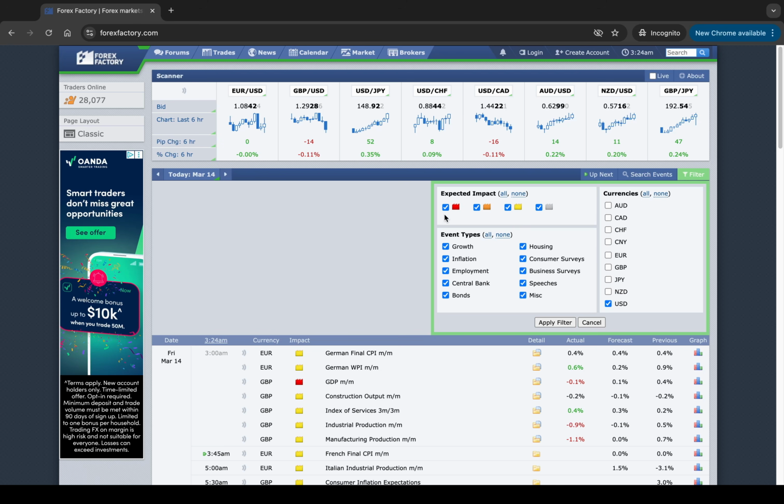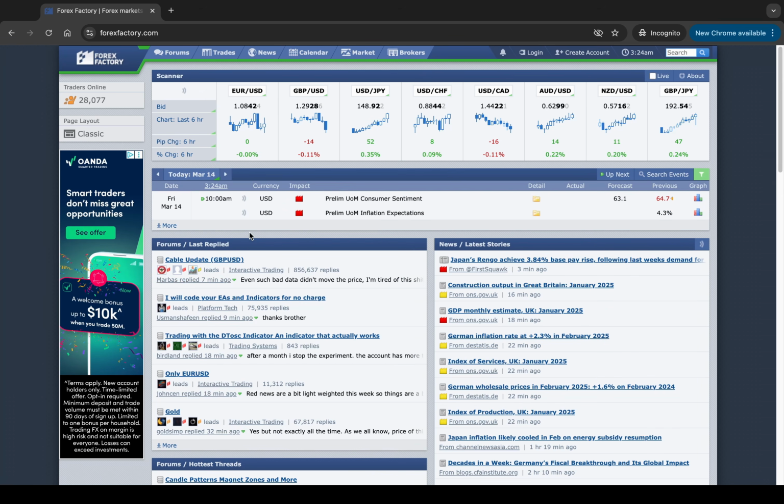And then remember what we covered. I only care for high impact, medium impact, and this white folder here is like bank holidays and things of that sort. So yellow folder, which is low impact, don't really care about it. I just want these three here. I want all of these, and I only care about the dollar. Apply filter. So now you can see here is Friday's trading.